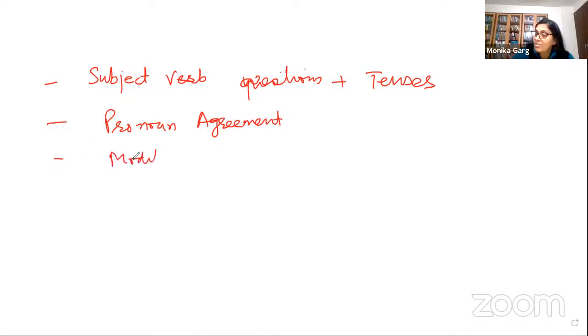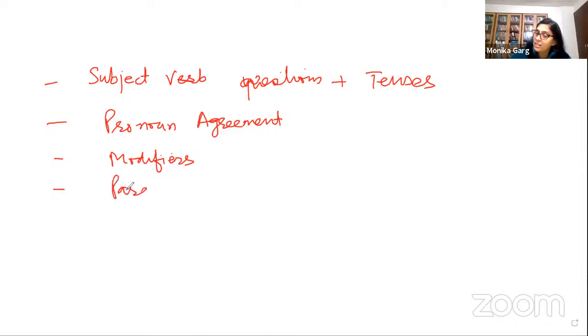Then we have modifiers. Modifiers are basically the words or phrases that have been added to the sentence to add some more meaning to that particular noun, pronoun, or the subject part of it. We'll talk about how you get these questions, what type of modifier errors you get to see in the test.